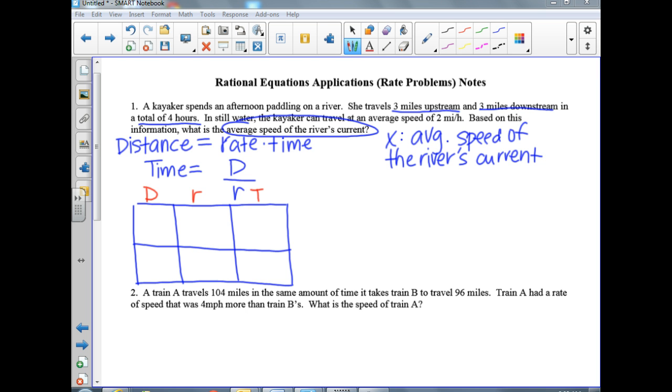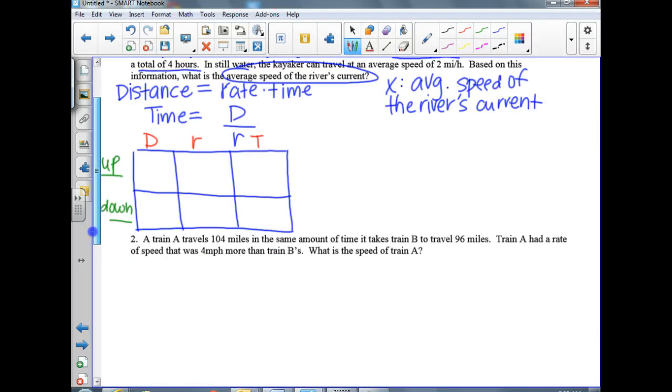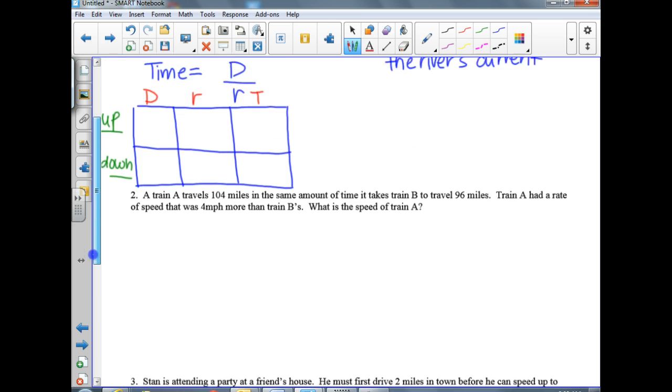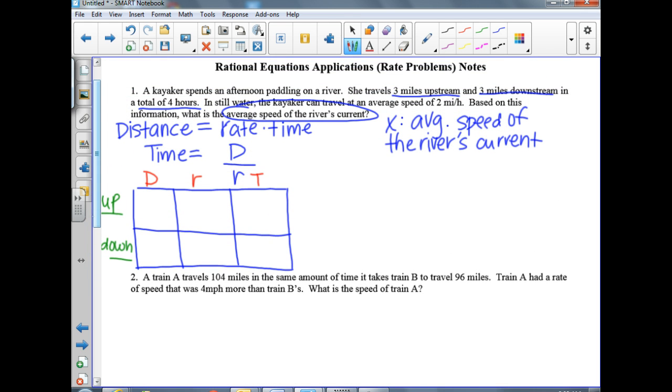Okay, so on your little chart, you're going to have your distance column, your rate, and your time. This is going to be your upstream and your downstream. You have multiple types of these problems on your test on Friday. You have got to know how to do them because there are 4 different kinds. So you've got upstream and downstream. Number 3 has the same type of thing, going in town and out of town. So you're going to have 2 different things here.